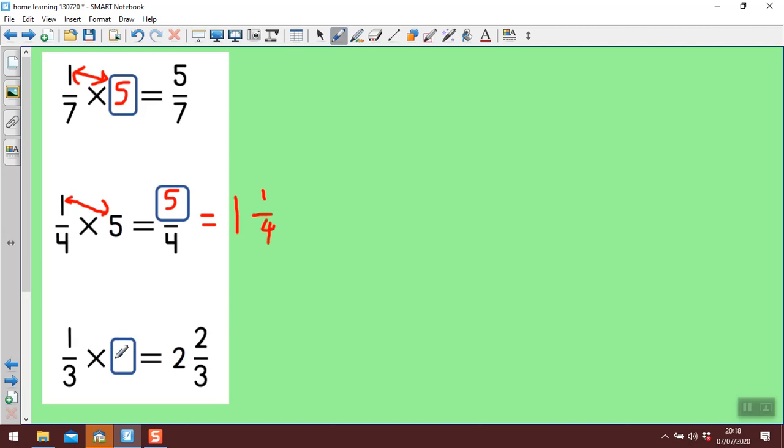This one's a little bit trickier. 1/3 multiplied by what equals 2 2/3? What could you do with 2 2/3? That's right, you could turn it into an improper fraction. So 2 whole ones, each with 3 sections, so 2 times 3 is 6, plus 2 more left over is 8. 8/3. So 1/3 multiplied by what gives you 8/3? It's 8, isn't it? Because you multiply the 1 and the 8 together to get your 8, and the denominator stays the same.